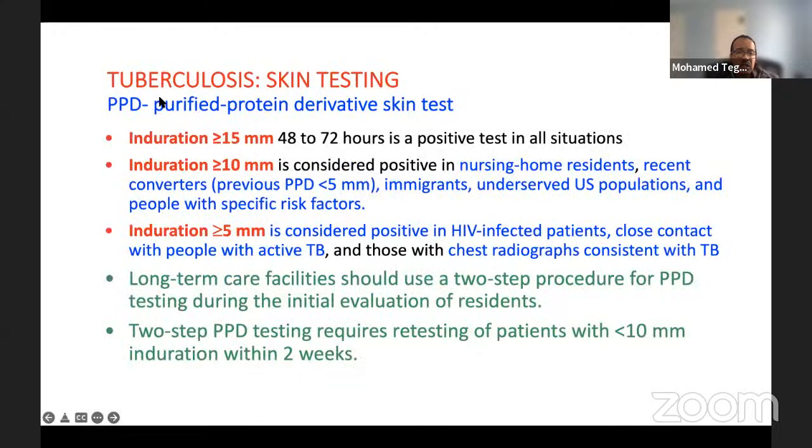Tuberculosis skin test, the PPD induration: as we all remember, this is a type 4 hypersensitivity reaction. We call it delayed-type hypersensitivity as well. That is the only type of hypersensitivity reaction under the control of cell-mediated immunity.